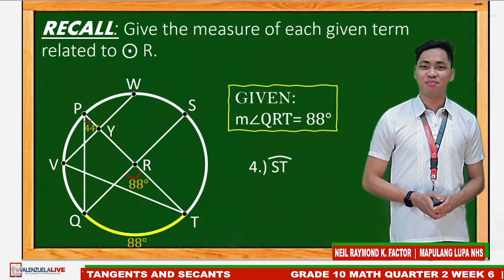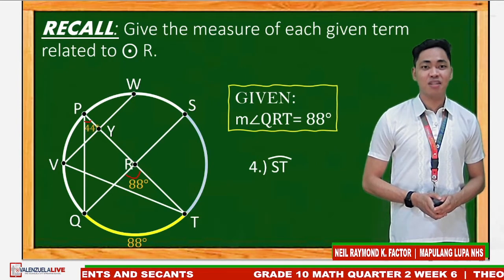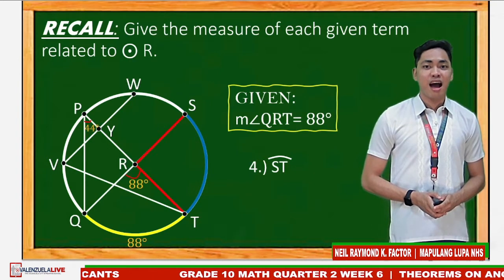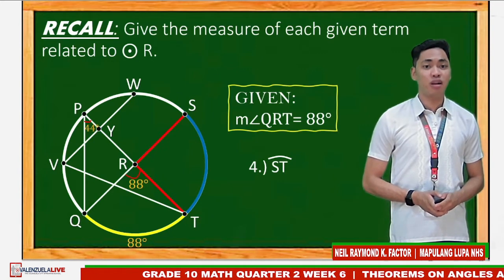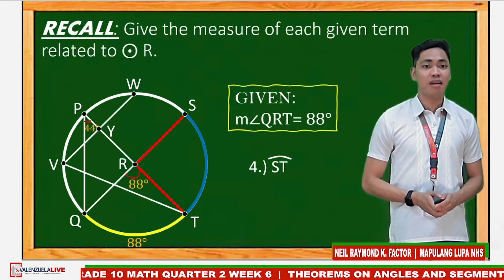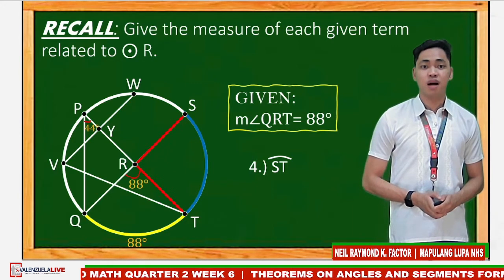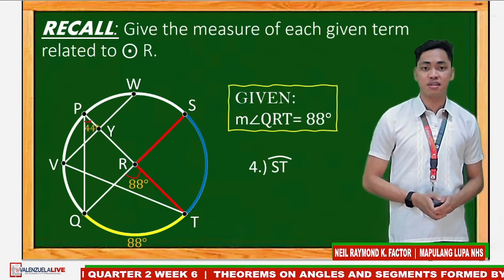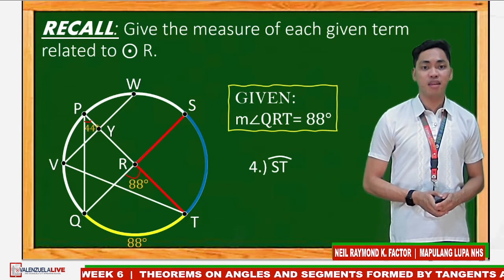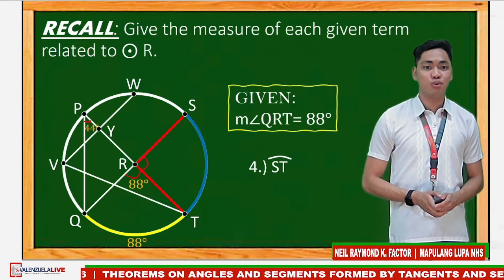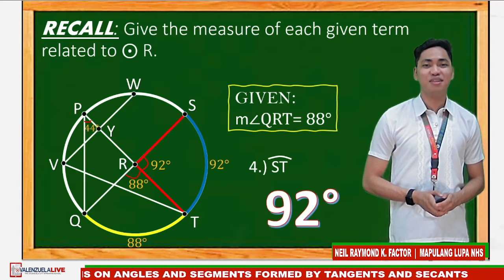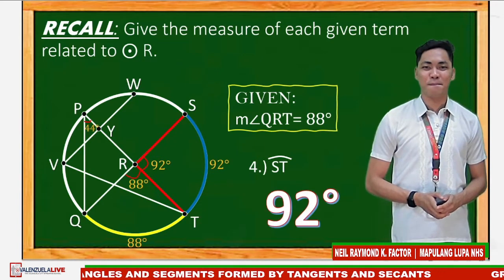Okay, time's up. Arc ST is the intercepted arc of the central angle SRT. Angle SRT and angle QRT are linear pairs. Let me repeat that. Angle SRT and angle QRT are linear pairs. The sum of their measures is 180 degrees. So the measure of angle SRT is 180 minus 88, and that is equal to 92 degrees. So, the measure of arc ST is 92 degrees. That's correct. Last item.